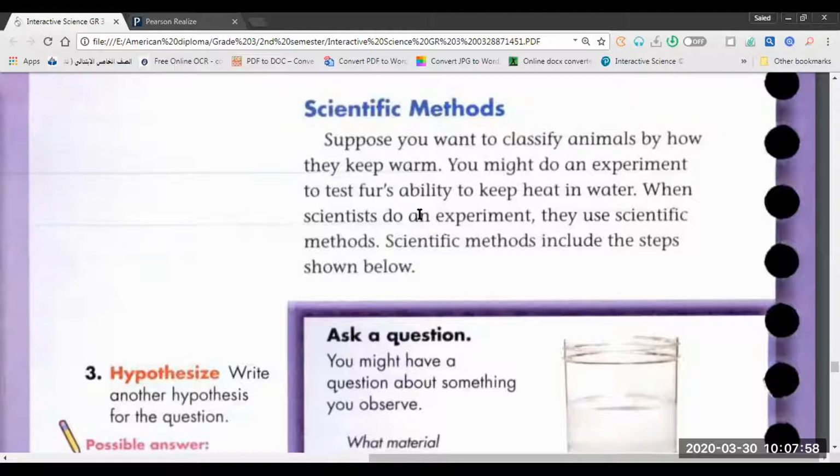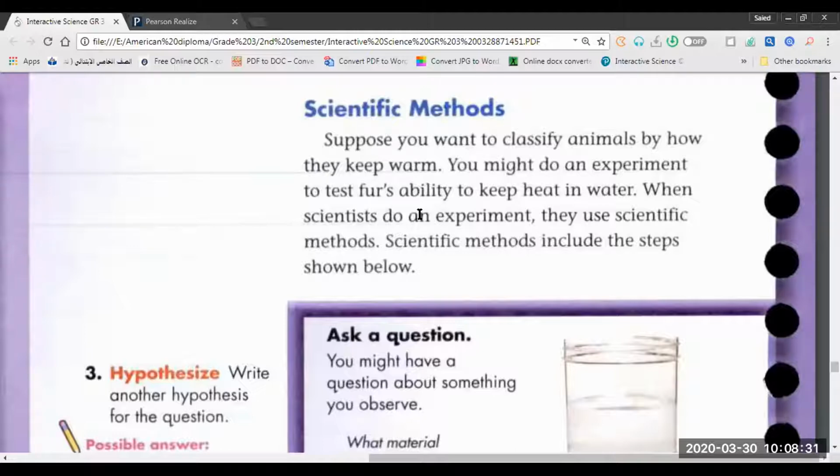Suppose you want to classify animals by how they keep warm. You might do an experiment to test fur's ability to keep heat in water. When scientists do an experiment, they use scientific methods. Scientific methods include the steps shown below. So here you have an example that you want to check the ability of the fur of some animals.